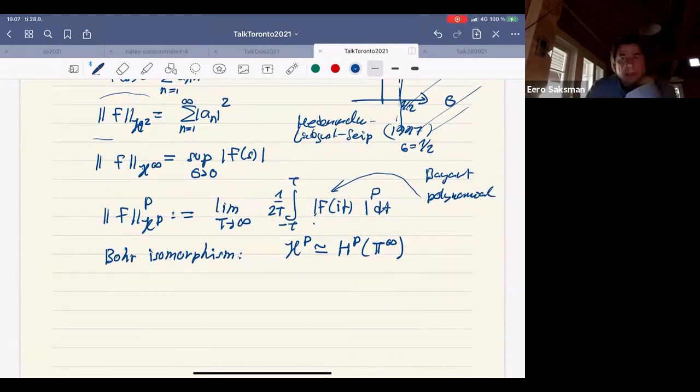And the connection here is via the so-called Bohr isomorphism. What the Bohr isomorphism does is associate to any H^p function on the infinite dimensional torus a Dirichlet series. And it goes as follows. First of all, this T^∞ is just the torus times torus, the one-dimensional torus, and so on, times itself infinitely many times. And the measure there is just the normalized Lebesgue measure.